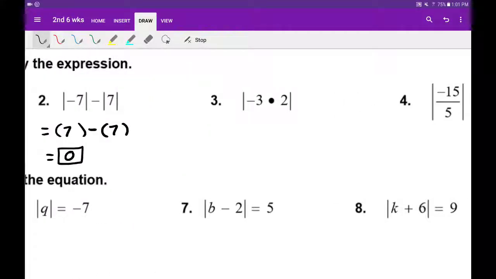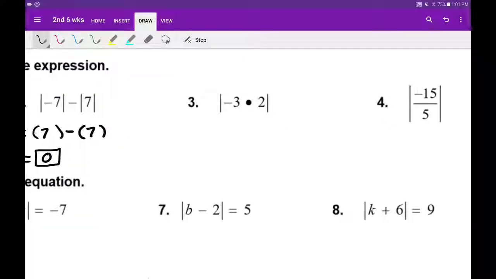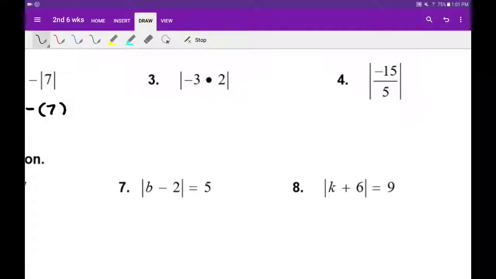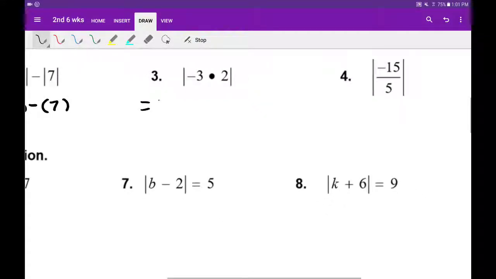Here we have two numbers being multiplied inside the absolute value. So we can apply one of the properties where we give each number its own absolute value bars and multiply them together. Of course, absolute value of negative 3 is 3, and absolute value of 2 is 2. So 3 times 2 is, of course, 6.